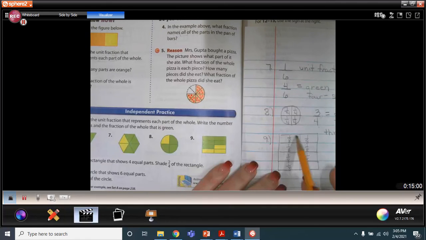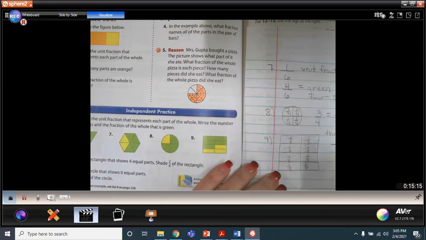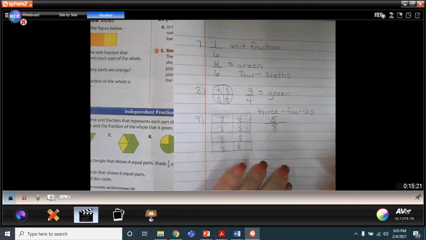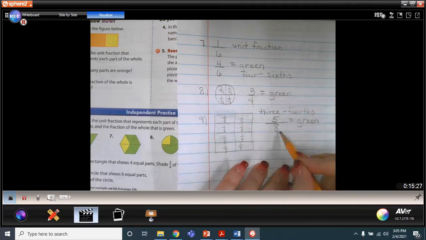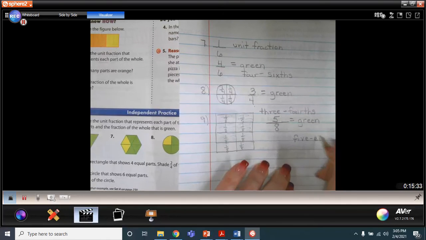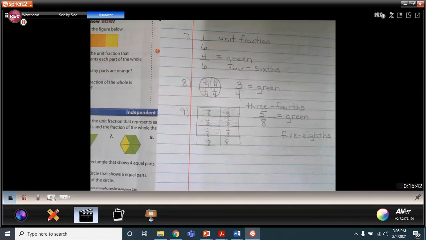Now, we notice that these 3 right here and these 2 right here are green. So I'm counting the green parts, and that goes in my numerator because those are the green parts that I'm counting of my total parts, which are 8. So 5/8 of my rectangle is green. 5 of the parts are green of the 8 parts. So I would say 5/8. Notice how I just put a TH at the end of it to make it a fraction of those, of the whole.